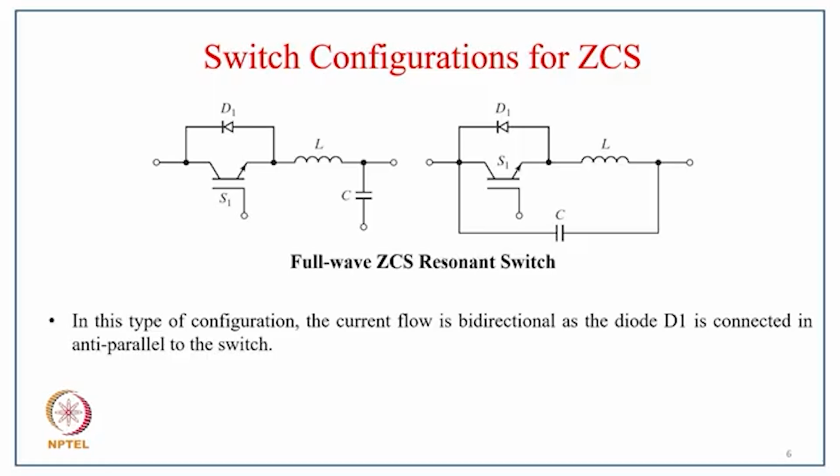And in full wave, you can just see here the diode in parallel with the switch, and then the inductor and capacitor. And in the second case, the capacitor is connected in parallel after the inductor in series. So in this type of configuration, the current flows bidirectionally as the D1 is connected in anti-parallel to the switch.